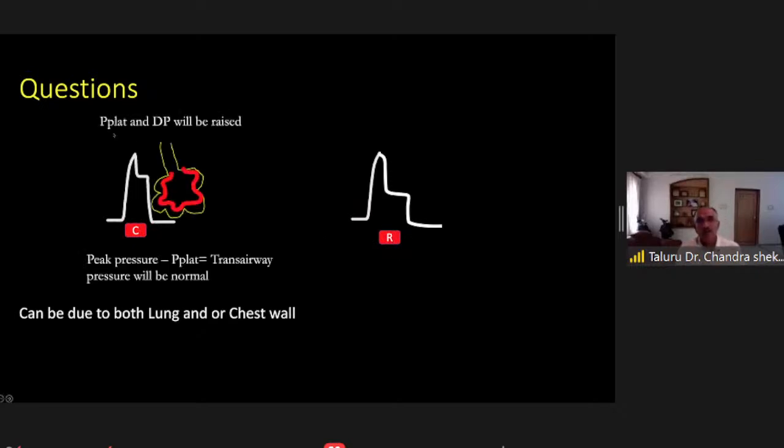Here both the P-plat and your driving pressure will be raised. Here P-plat and driving pressure will be normal. Or sometimes driving pressure may be more also. What you have to understand is that by looking at the small maneuver, you can differentiate whether the contribution is from the airway or the alveoli.